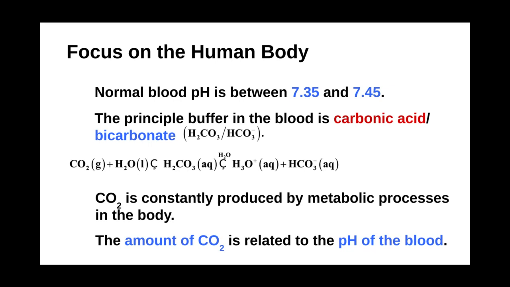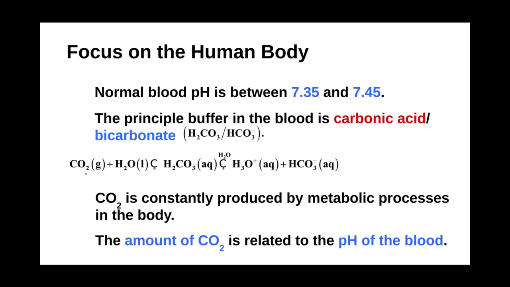And so I wanted to wrap up by focusing on the human body. As I mentioned, the human body has a consistent pH of about 7.4. Now, I should say the human blood, not the human body. We saw the human body's pH varies pretty dramatically. The normal blood pH is between 7.35 and 7.45. Inside your blood, the principal buffer is carbonic acid, H2CO3, and bicarbonate, HCO3. Cool, right?